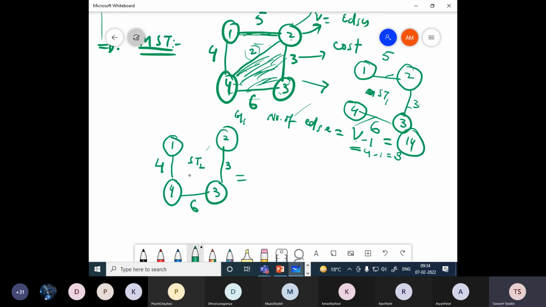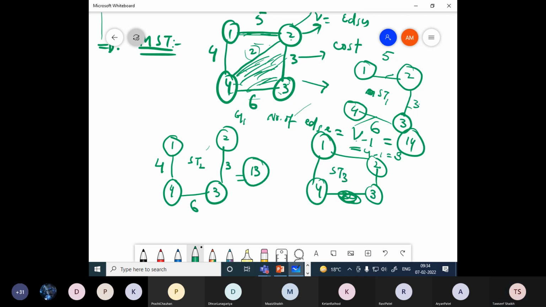And the total cost of this one is 4 plus 3. Similarly, there could be another spanning tree. We will start from 4, go to 3, go to 2, then go to 1, or we can erase this one. This will become the new spanning tree. Yes, all these subgraphs are spanning trees of the original graph.